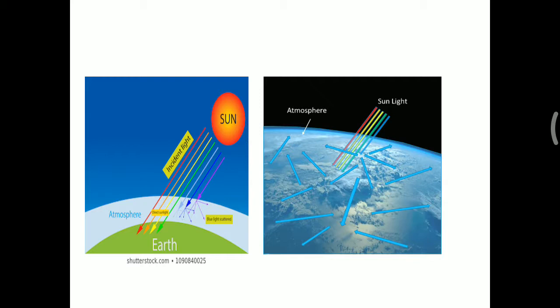And look at this image. The sunlight consists of the seven colors from blue to red. When it falls on the atmosphere, the blue light is scattered more because of the fine particles present in the atmosphere. So the blue light reaches our eyes. So the sky appears blue.